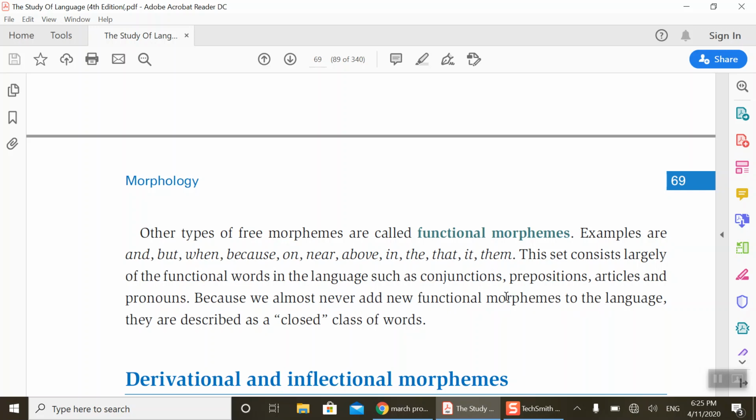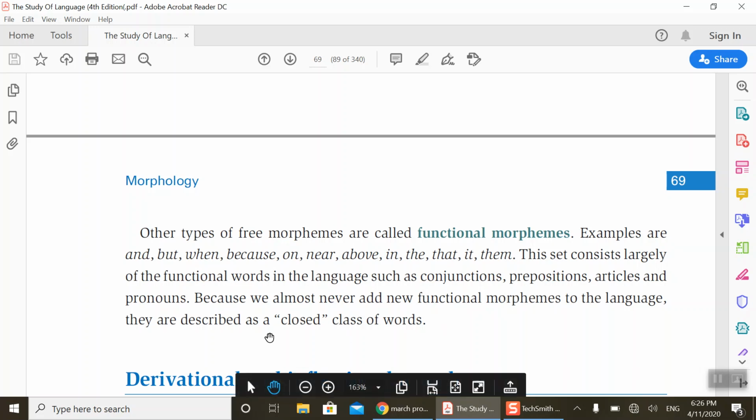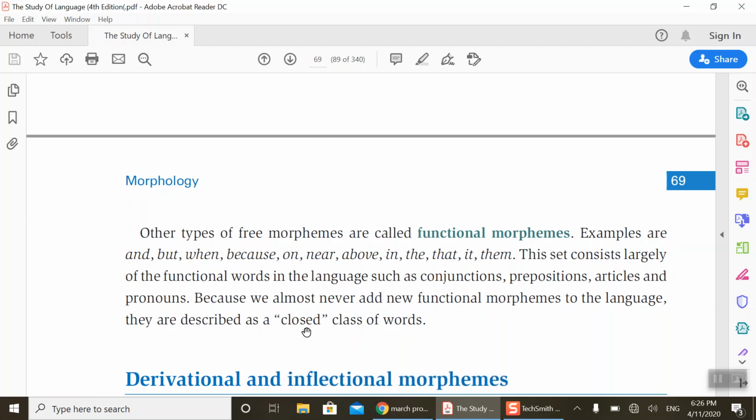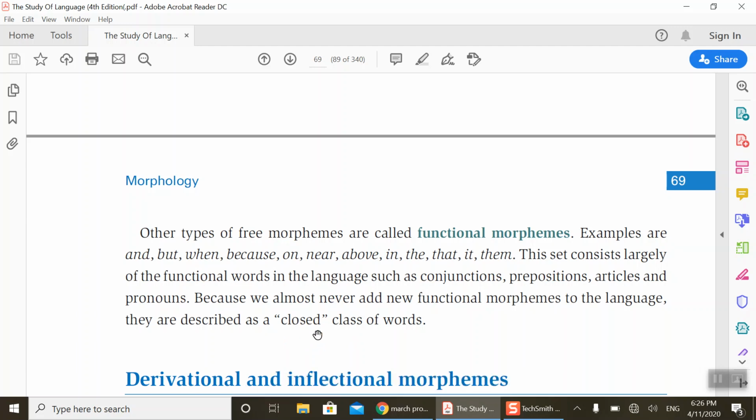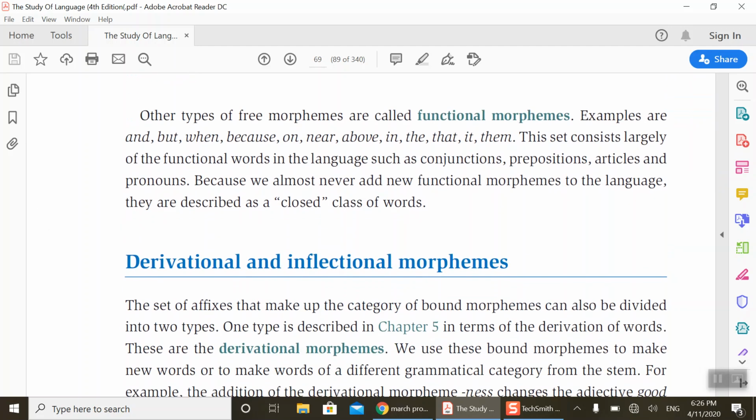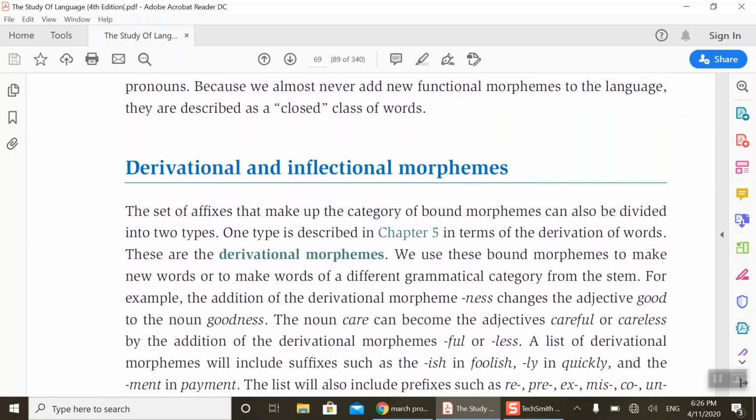What is the difference between functional morphemes and lexical morphemes? Lexical morphemes, we can add. Here we cannot add. Lexical morphemes: verbs, nouns, adjectives. Functional morphemes: conjunctions, prepositions, articles, pronouns. They are a closed class of words, but lexical items are open class. Why do we call it closed? Because it is closed, we cannot add. You see, very easy. This is the difference between lexical and functional morphemes.